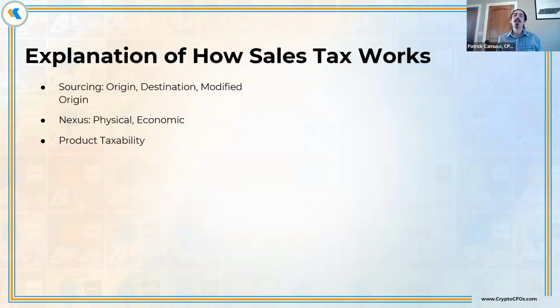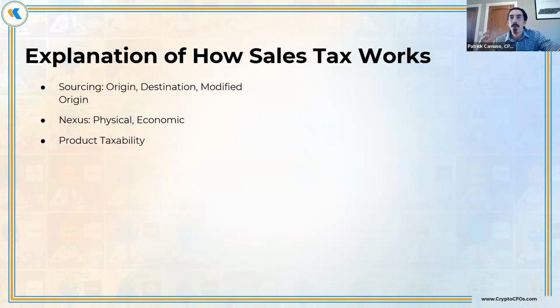Economic nexus is basically that you can have a nexus in states where you don't have a physical presence, based off of sales thresholds that are set by that state. Those sales thresholds vary by state, and they can be represented in both dollar amounts and unit thresholds, depending on the state. Some states give a dollar amount and a unit threshold, some only give a dollar amount. So that will vary. Economic nexus really came as part of the Wayfair court decision that took place back in 2018. And this was really a byproduct of the proliferation of the internet and e-commerce.